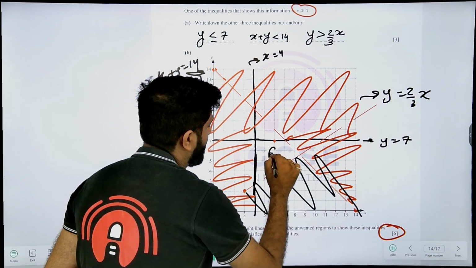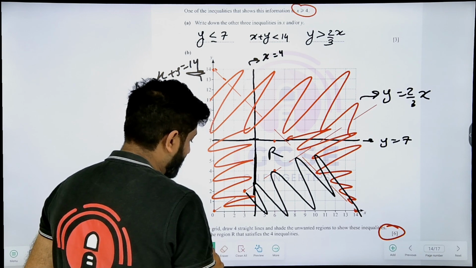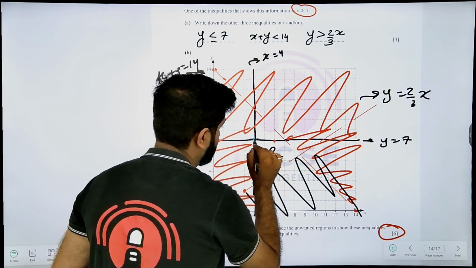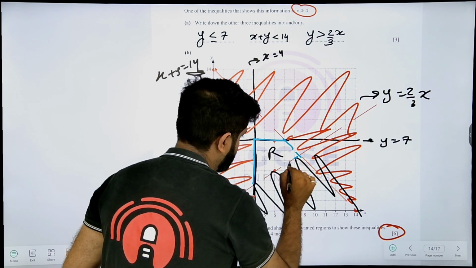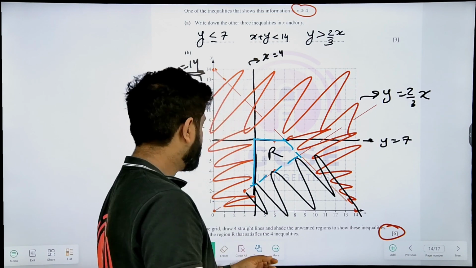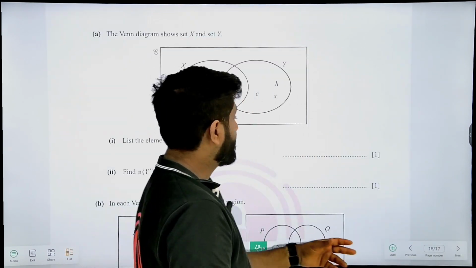So the region R is this. This is the region R. If you want, I can highlight it for you. This is my region R. Right. Now, do I have any other question here? No, I do not. Let's move to the next question.